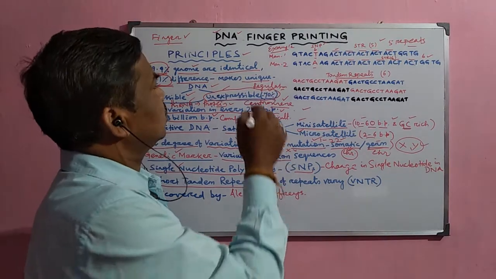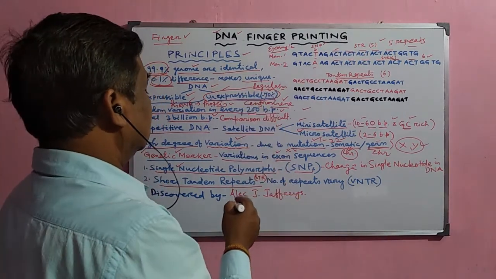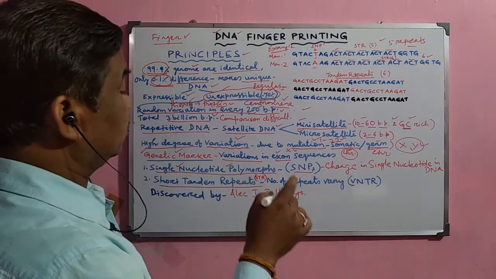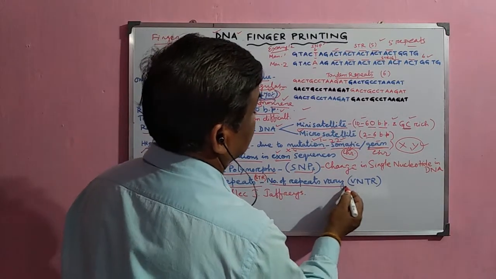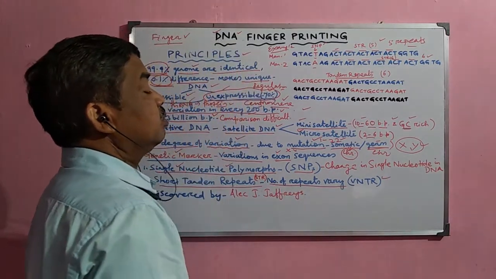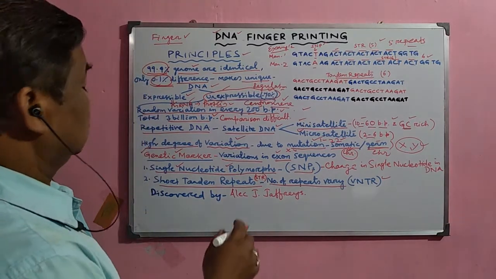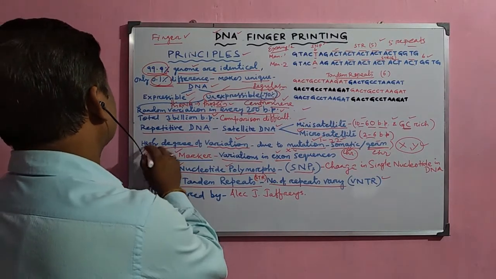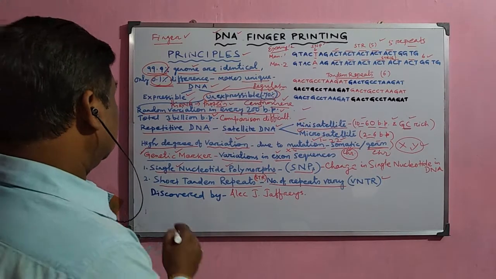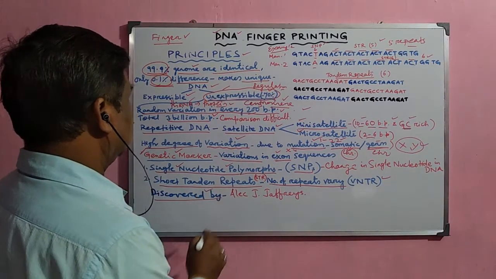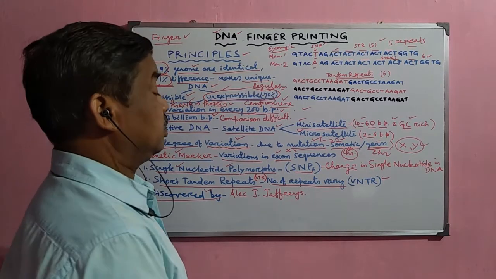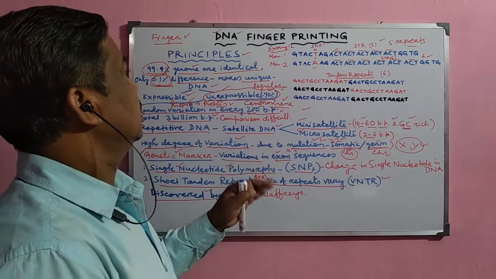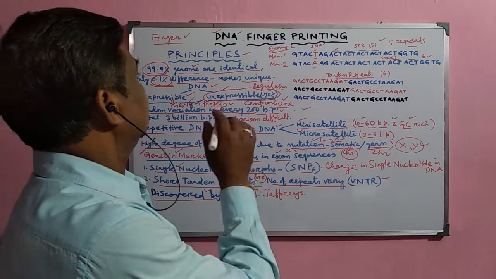So these are the two important markers which are normally used: first, the single nucleotide polymorphism, and second, the short tandem repeat. The number of repeats normally varies from person to person, and the VNTR regions also vary from person to person, and that is why they are taken as genetic markers for identification. This technique was first developed by Alec J. Jeffreys, and the Southern blotting technique was adopted for the entire process, which makes the identification easier.